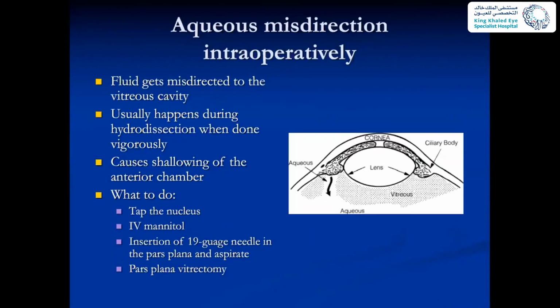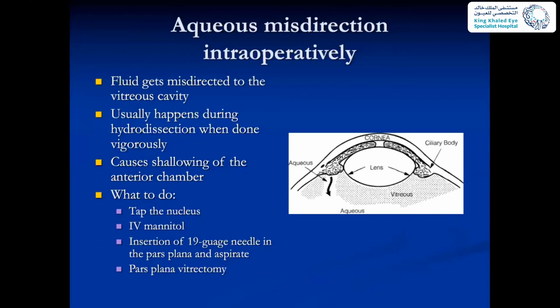So what happens usually in aqueous misdirection intraoperatively? As I told you, the fluid is directed to the anterior vitreous instead of keeping itself in the anterior and posterior chamber. And with this fluid accumulation, the iris lens diaphragm, as you can see here in the picture, is pushed further and further anteriorly, and the space becomes narrower and narrower. It happens during hydrodissection, or at any stage of the procedure, you can have it, and you will have this sequence of events. And what to do?